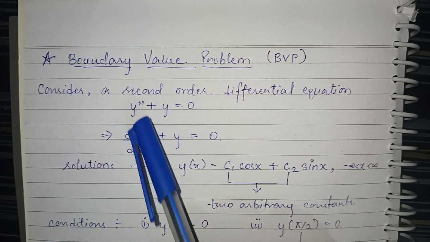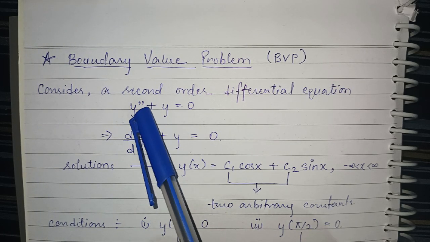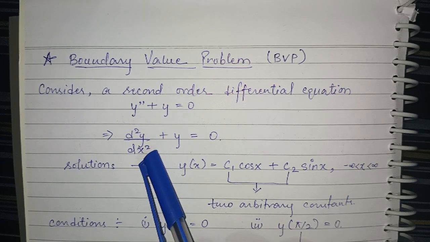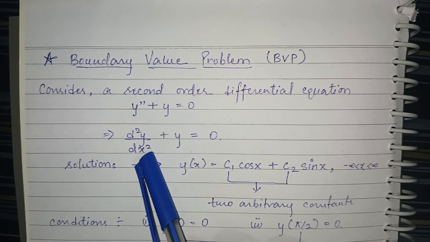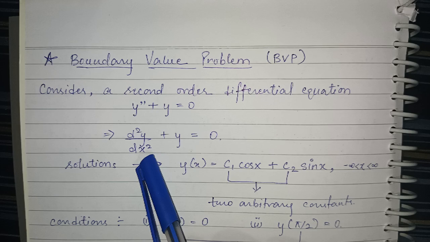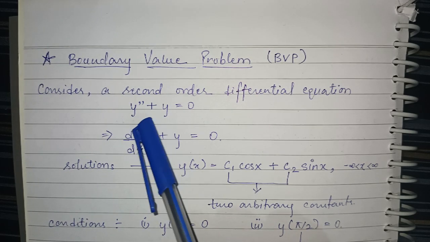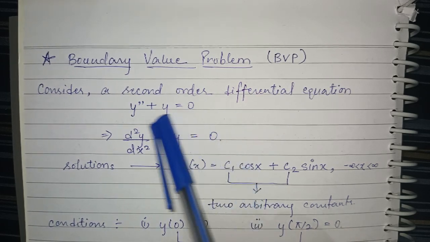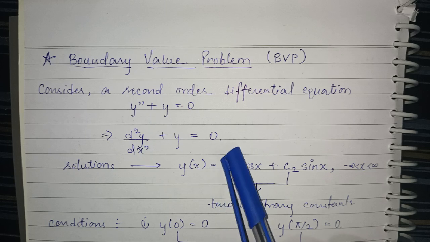Y double prime means the double derivative, or we can say the second order derivative of y with respect to the independent variable, which is x here. So it is the double derivative of y plus y equals 0. So this is our differential equation.